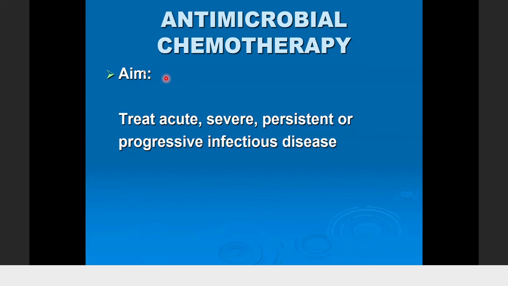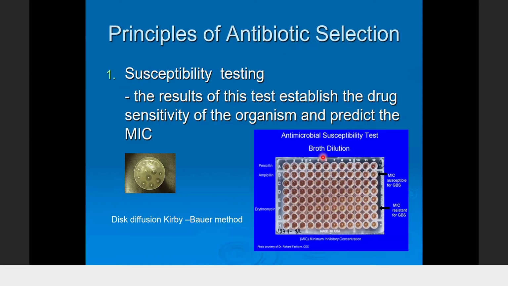So the aim of antimicrobial chemotherapy is to treat acute, severe, persistent, that means it's there for a long time, and progressive infectious disease. So what are the principles of antimicrobial selection? Number one, susceptibility testing.